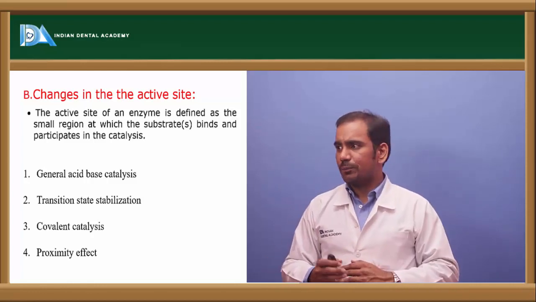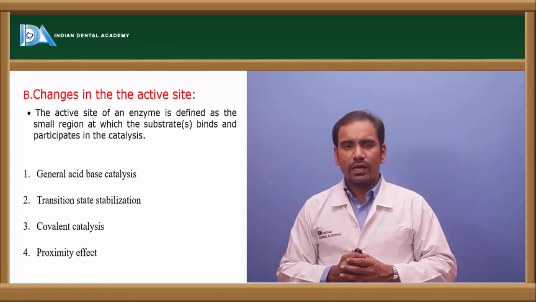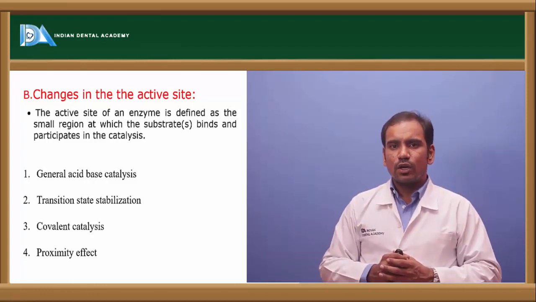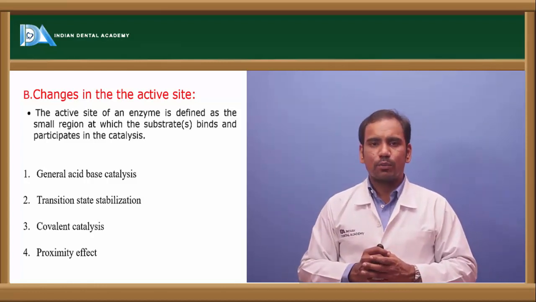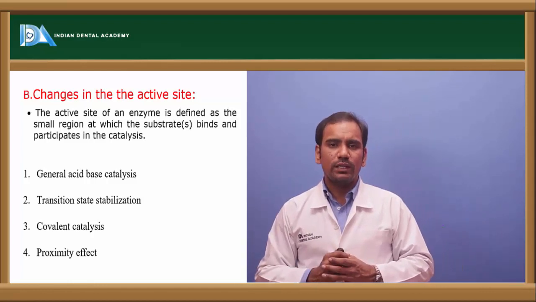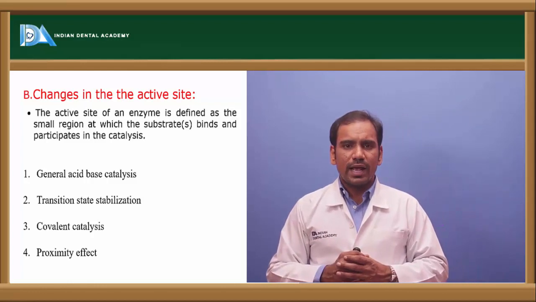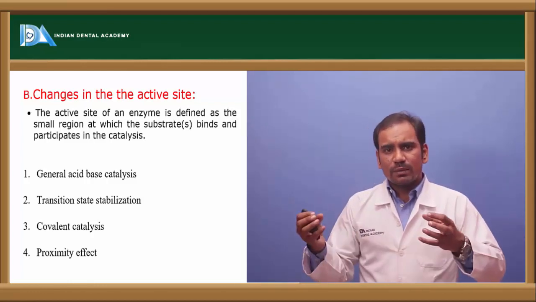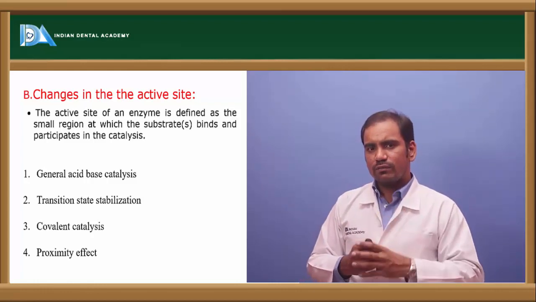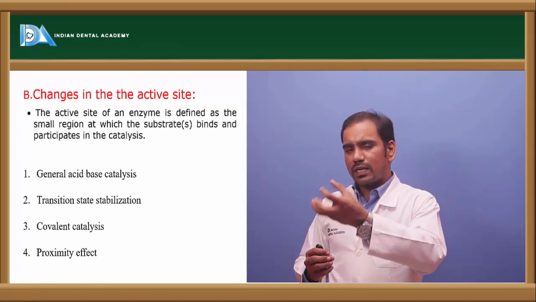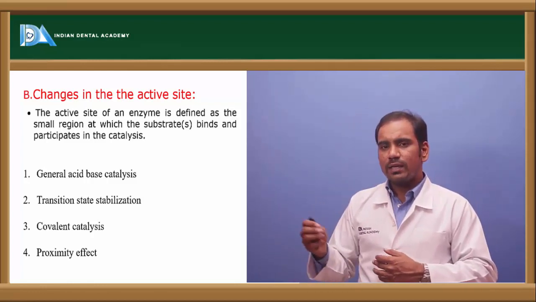Coming to the chemical changes which occur at the active site, they are general acid-base catalysis, covalent catalysis, transition state stabilization, and the other one is the proximity effect. All these four are the chemical changes that occur at the active site of the enzyme. Coming to general acid-base catalysis, when a substrate binds to the active site of the enzyme, the residues at the active site can donate protons or accept protons. That type of chemical change we call acid-base catalysis.